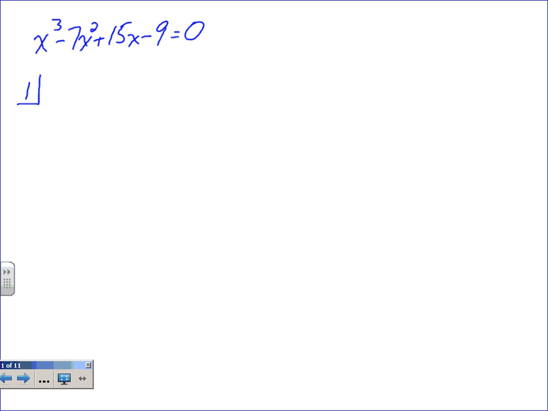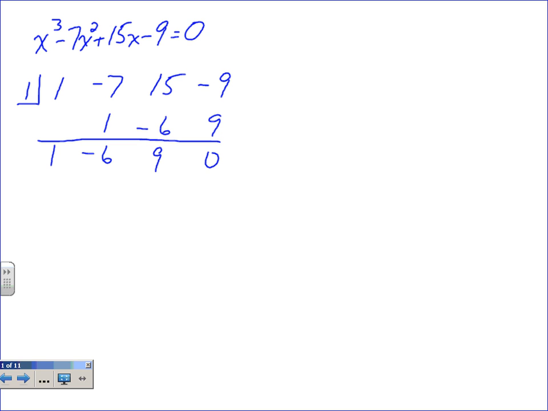And I'll put the 1. And I have 1, negative 7, 15, and negative 9. Bring down the first number. 1 times 1 is 1. Add coming down. 1 times negative 6. Add coming down. And 1 times 9 is 9. All right. And 1 was a 0. Then we want to factor. Well, first of all, this is going to be 1x squared minus 6x plus 9. And I want to factor that.